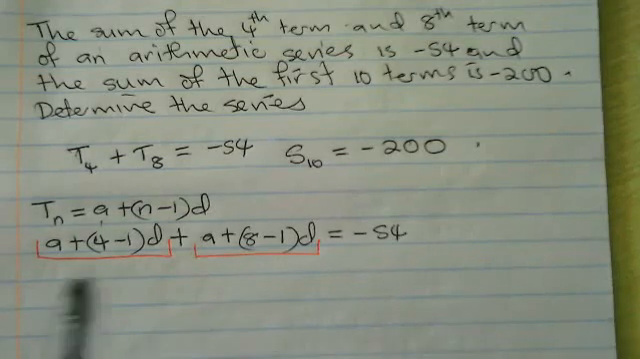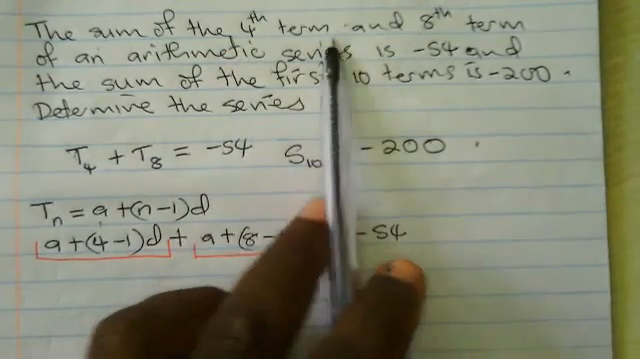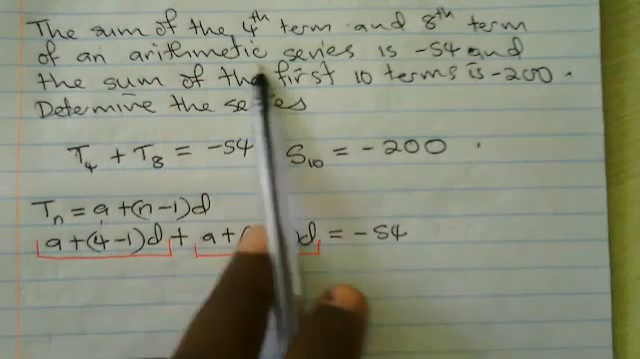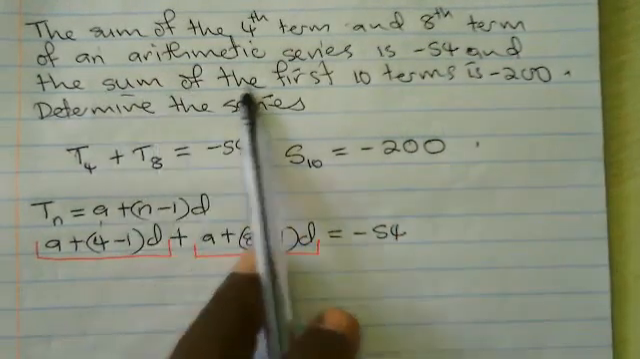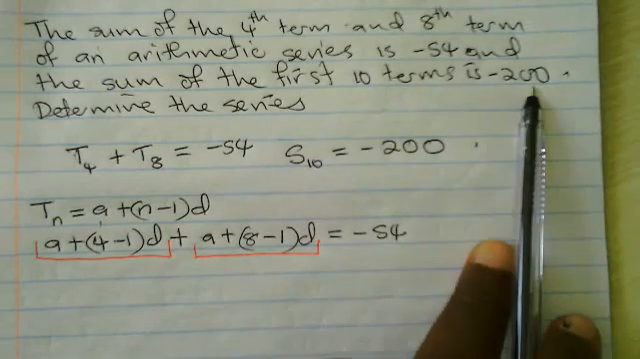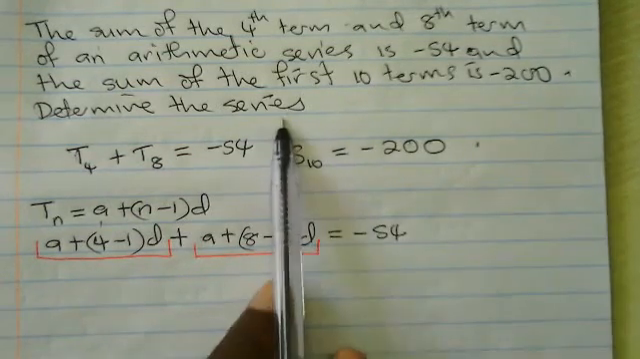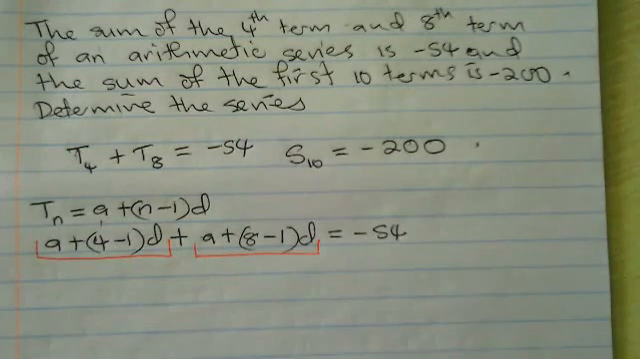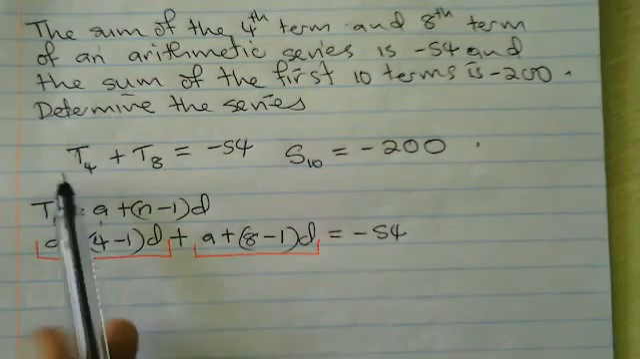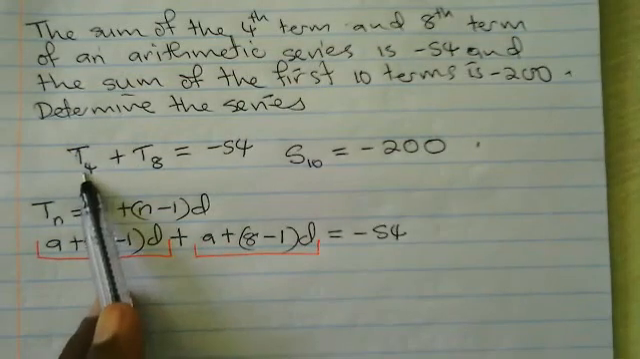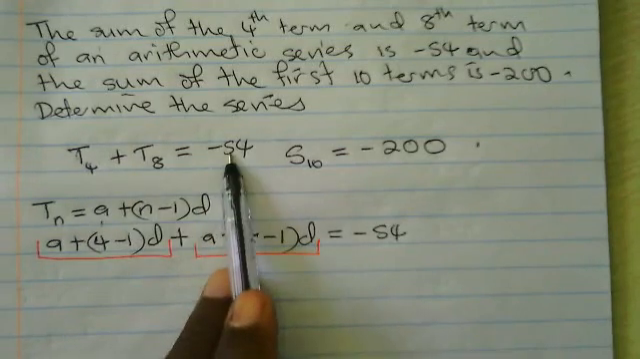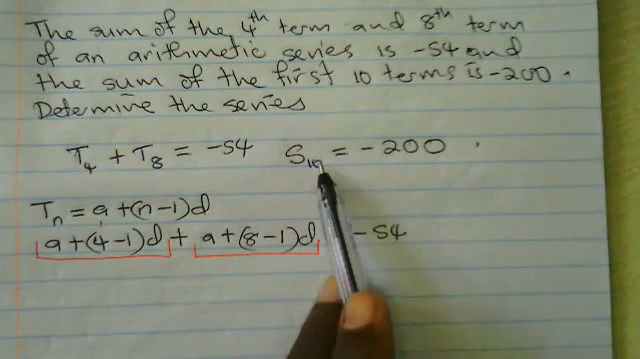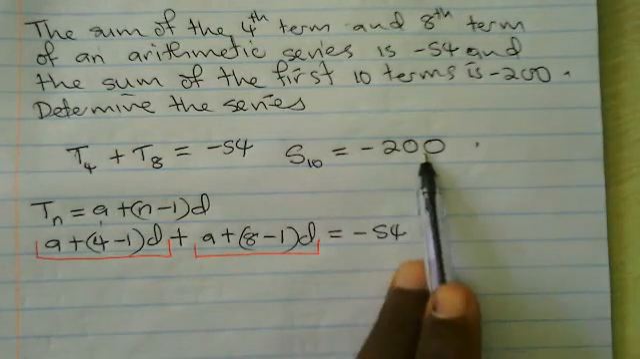Alright, the sum of the fourth term and the eighth term of an arithmetic series is negative 54, and the sum of the first 10 terms is negative 200. Determine the series. The first statement is telling us that the fourth term, that is T4, plus the eighth term is equal to negative 54, and the sum of the first 10 terms is negative 200.